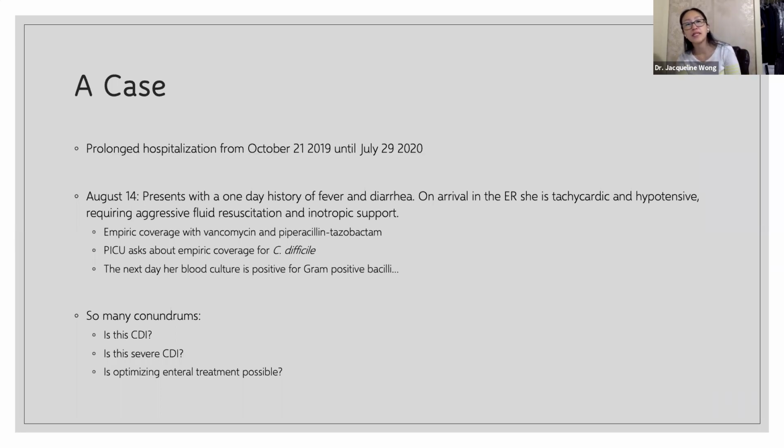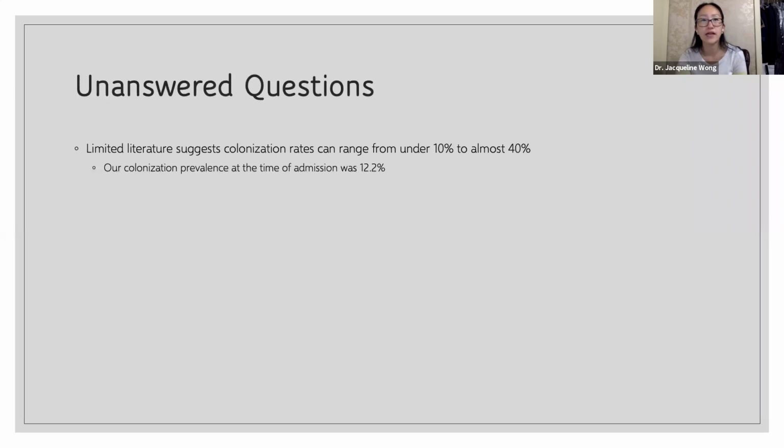But there were so many conundrums in this case, built up because of these episodes over her admission where she had symptoms and she also had positive C. difficile tests. And the questions we were thinking about were, in this patient who has this episode of diarrhea, she has fever, she's hemodynamically unstable: is this CDI? Is this severe CDI? And because of the inotropic support that she's receiving, are we even able to optimize enteral treatment? Because the PICU team was so concerned about the ability to give her even medications enterally with those inotropes on board. So there are a lot of unanswered questions.